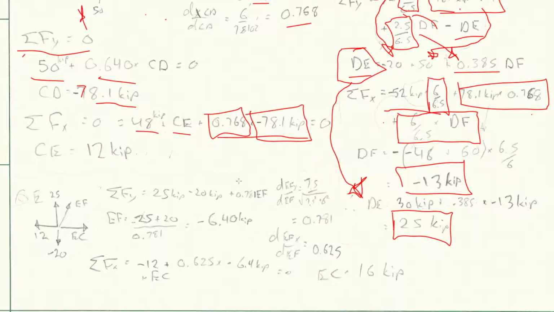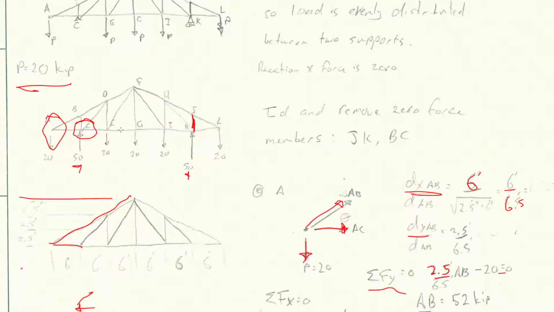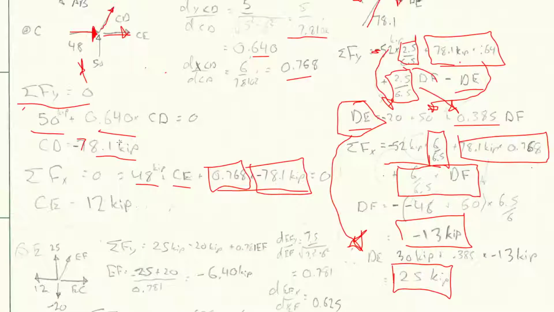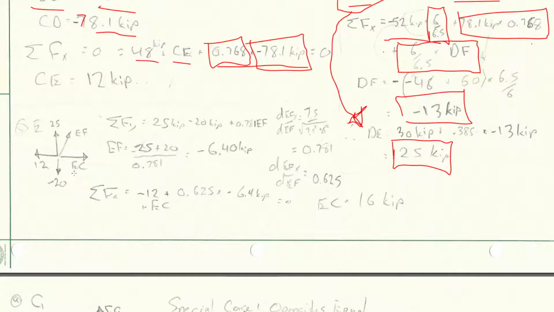Next one to go solve for is at E here. So at E, we've got this situation going on. I got the negative 20 kip load. I got the 25 kip tension from DE. Got the 12 kip tension from CE. And we got these two unknowns here, EC and EF. So again, they're initially assumed to be in tension, and we'll see if that ends up being the case.